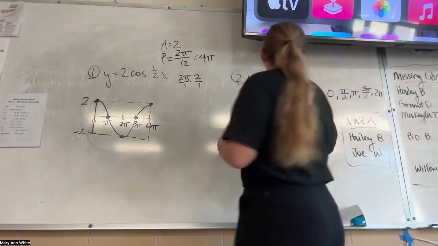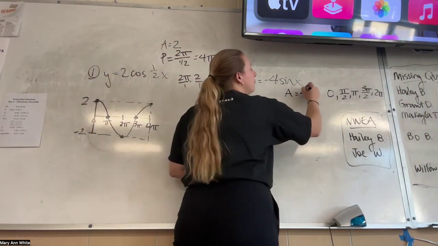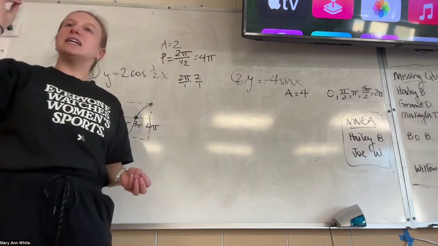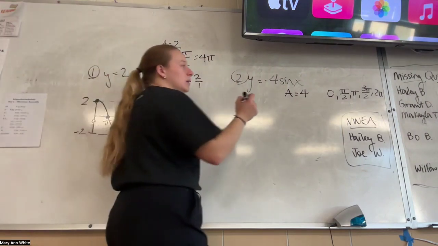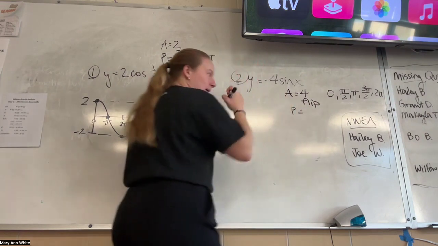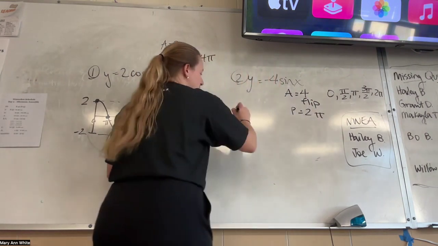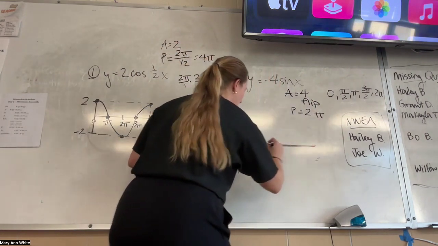All right, first thing, amplitude and period. Amplitude on this number 2 is 4. Amplitude's a distance. That negative makes it do what though? Flip. Good. What's my period going to be here? 2 pi. Good. So that's actually easy. We don't even have to do anything crazy with our angles.